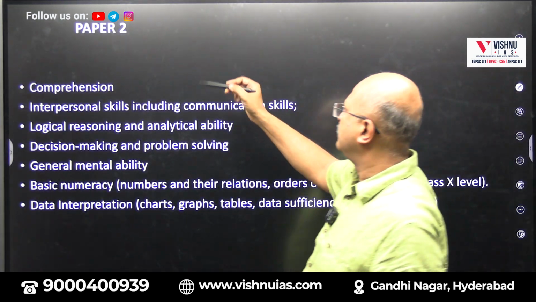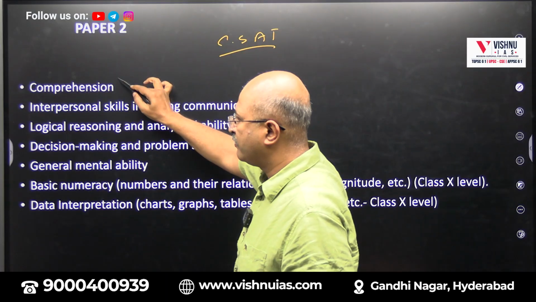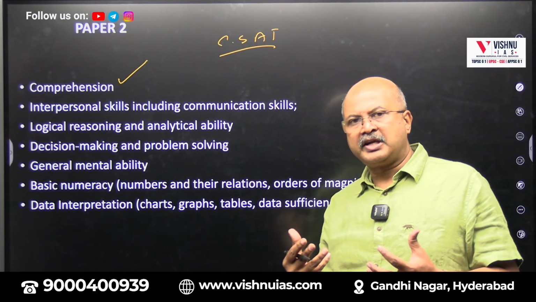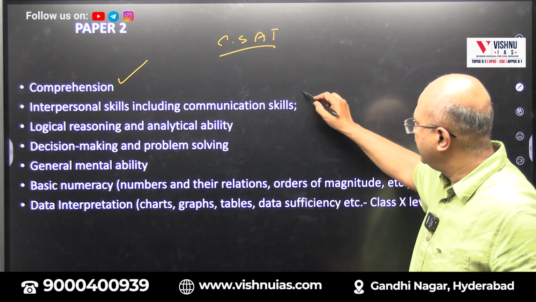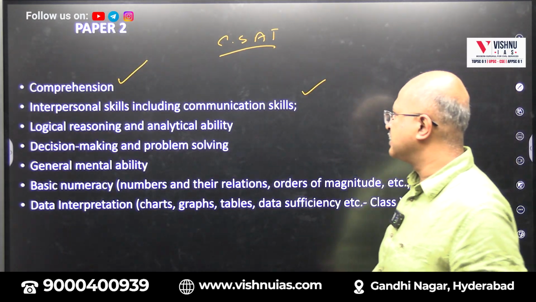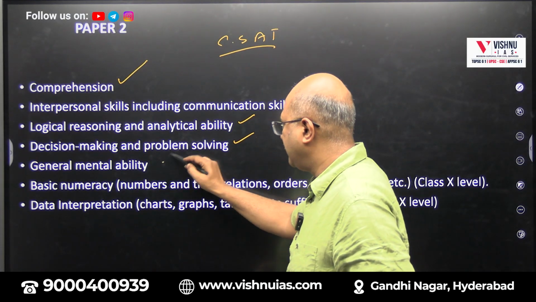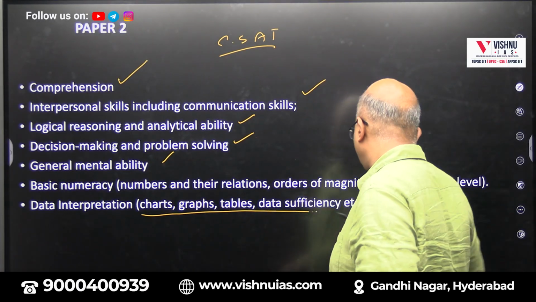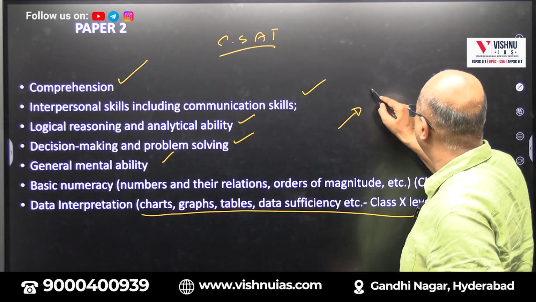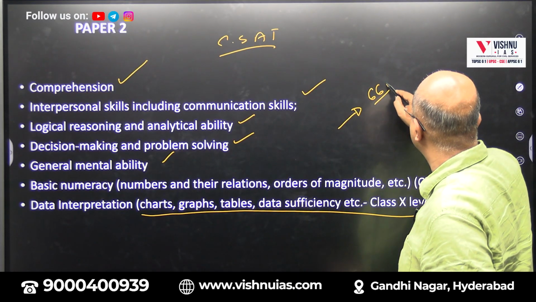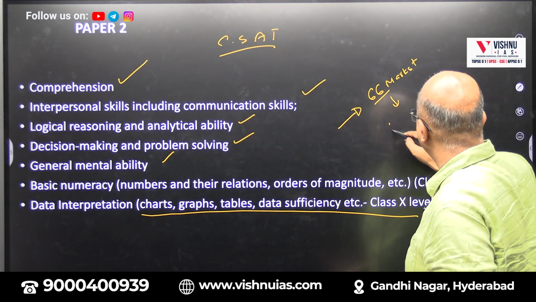Now paper 2, which we call CSAT. CSAT consists of comprehension, English language understanding, reading, interpersonal skills, communication skills, logical ability, decision making, mental ability, data interpretation, all these. Now remember that in this paper you have to score at least 66 marks and above, and it is qualifying in nature.